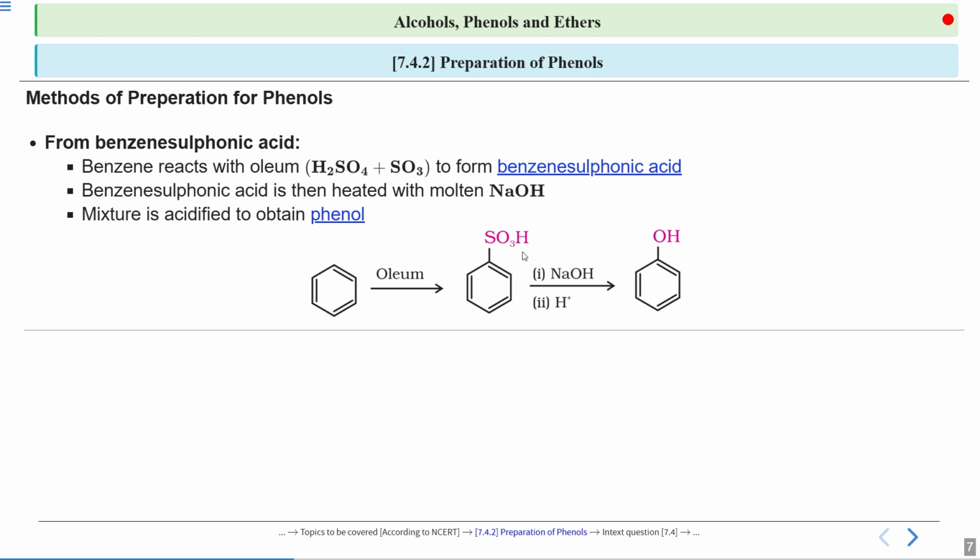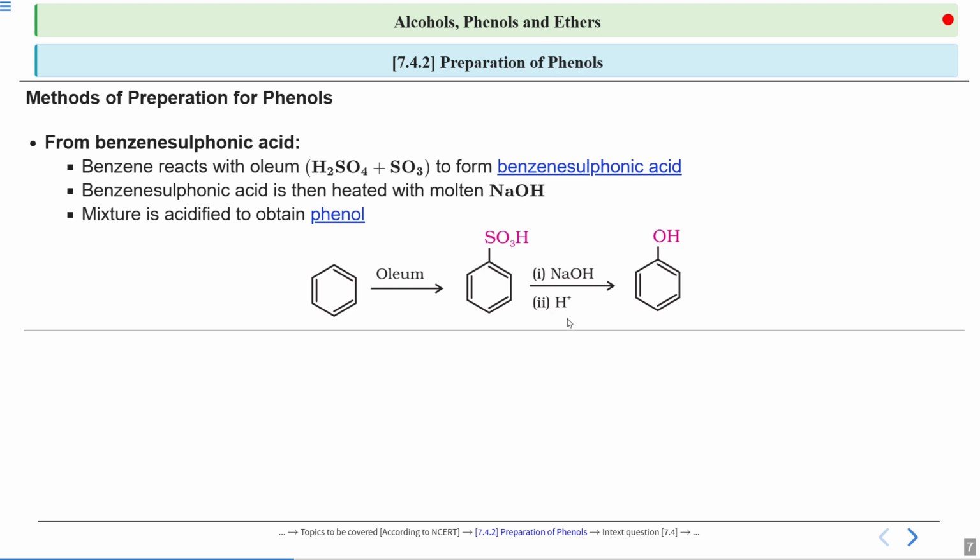That means acid is reacting with the base and a salt will be formed. When acid reacts with the base, then a salt is formed. So when this base will react with your SO3H group, which is an acidic group, you will get SO3 minus Na plus. Now again 2 moles of NaOH will further react with SO3 minus Na plus, that is with a salt, and then Na2SO3 and water will leave. So you will be left with O minus Na plus.